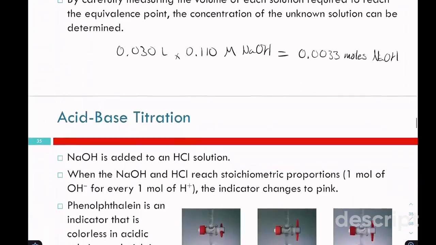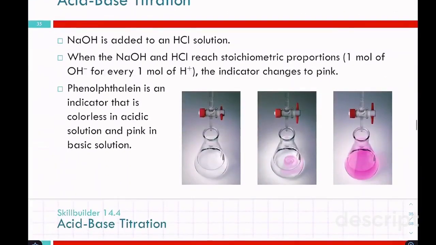Okay. So this is more of what it's going to look like. We add sodium hydroxide to an HCl solution, very similar to what you're going to do on Wednesday. When the NaOH and HCl reach stoichiometric proportions, which just means that we have the same amount of each, then the indicator changes to pink.